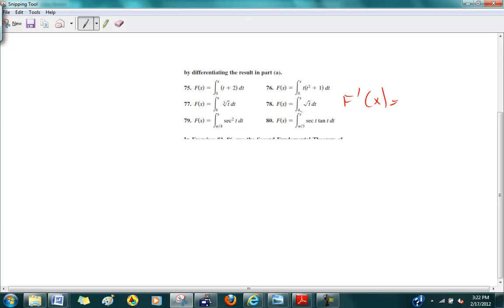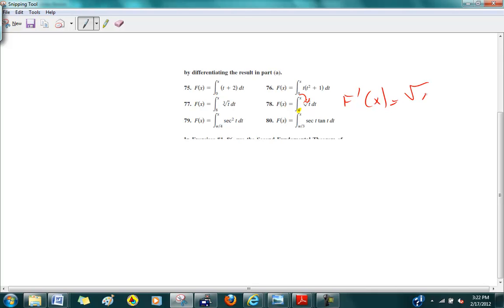Notice that this is not a 0 this time, but this is a 4. Doesn't matter as long as it's a constant. Okay, and then the upper limit is just an x. I'm going to use straight out the second FTC, and all I need to do is take the x and plug it in for t.